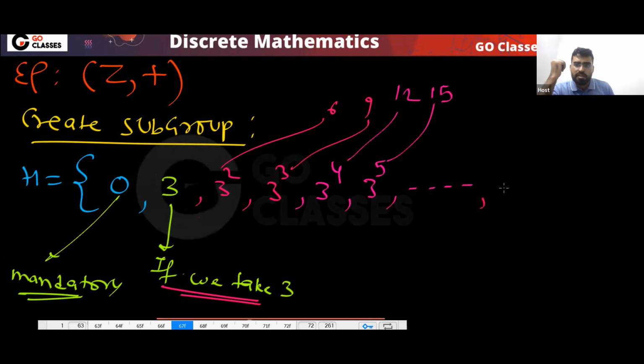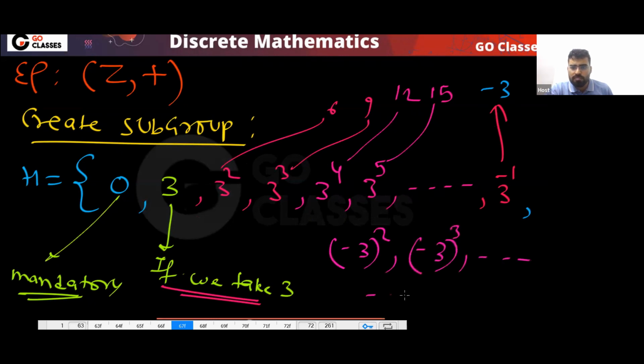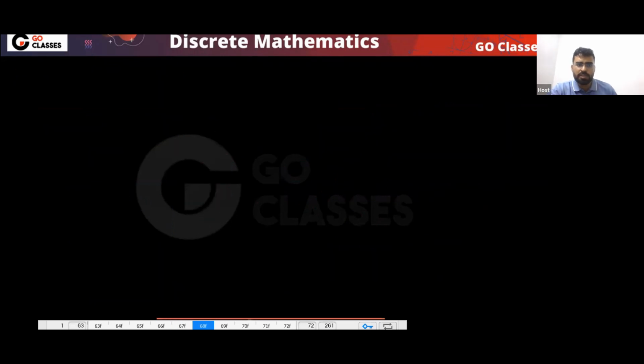And also 3 inverse must be there, right? What is 3 inverse? 3 inverse is minus 3. So I should take minus 3. And if I'm taking minus 3, now what will happen? Then minus 3 whole square also should come, minus 3 whole cube also should come, because of closure property. So I hope this idea is clear.